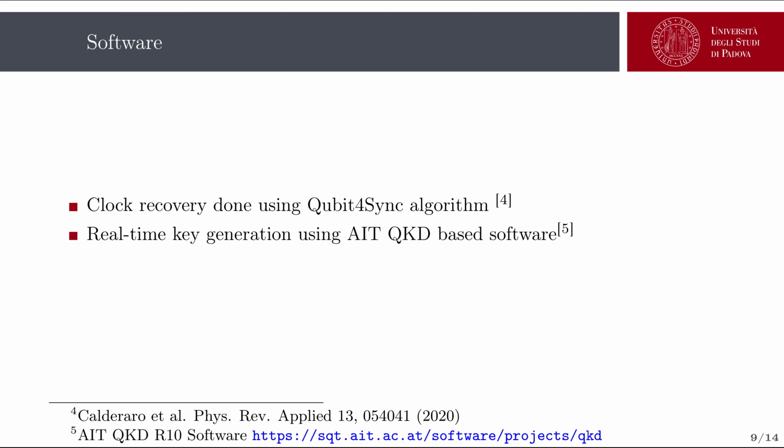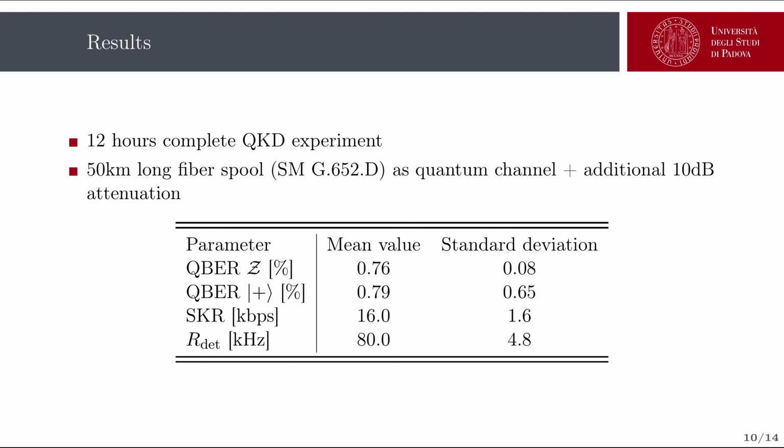For the post-processing part, so to generate the secret key, we are using a slightly modified version of the AIT QKD software. We tested our setup on a 12-hour run, using as a channel a 50 kilometers long single mode fiber, with additional 10 dB of attenuation. Average results are reported here. So we had 80 kilohertz of detection rate, and we were generating on average 16 kilobits per second of secret key. And the average QBER was in between 0.7 and 0.8.